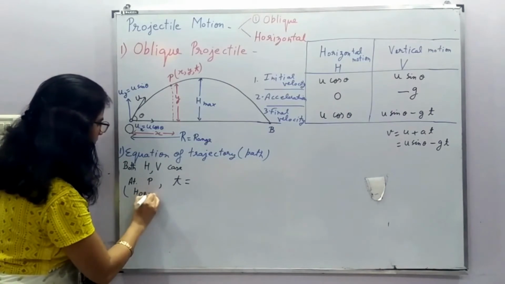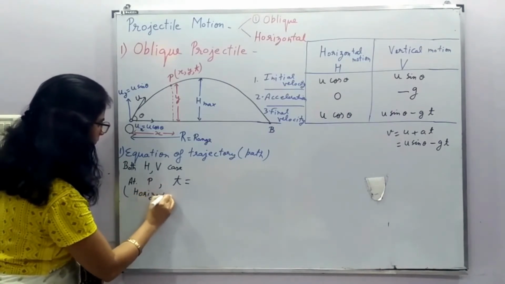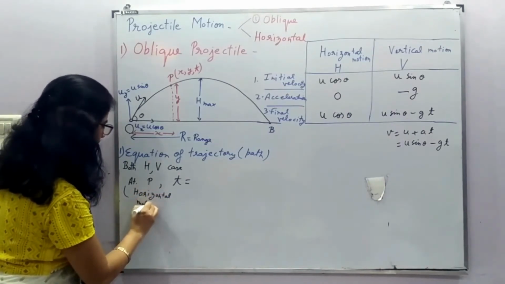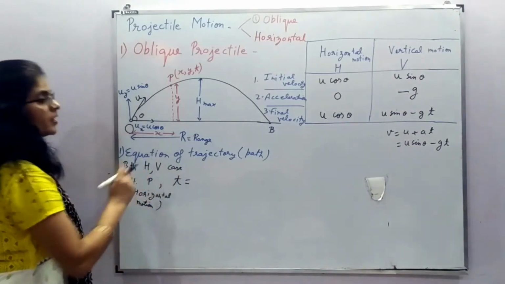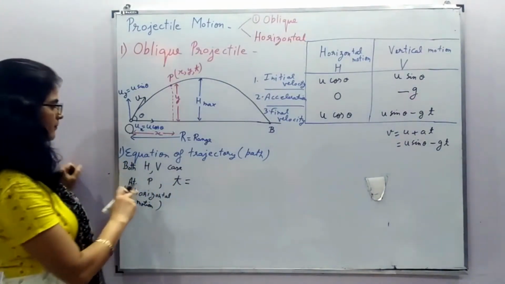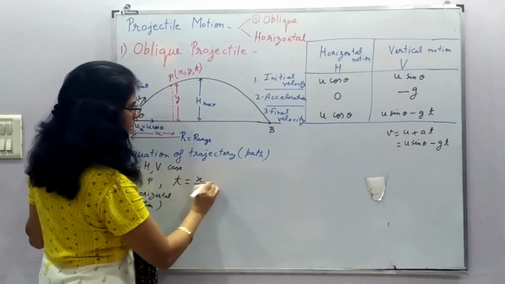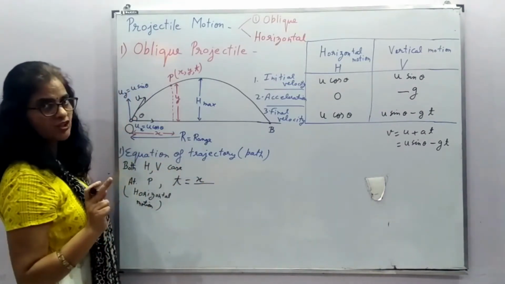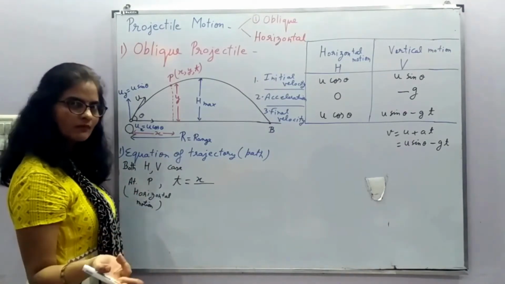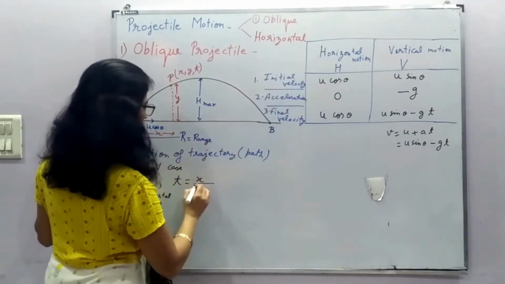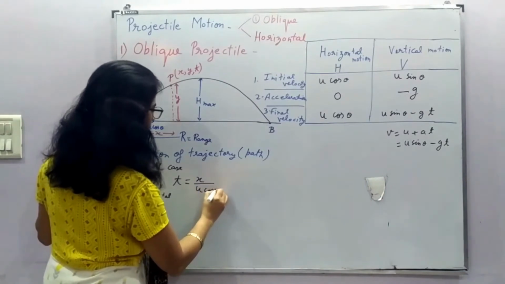What will be the time taken to reach point P? If we are considering horizontal motion, the distance will be x. Speed in horizontal direction is u cos theta. So this is u cos theta.